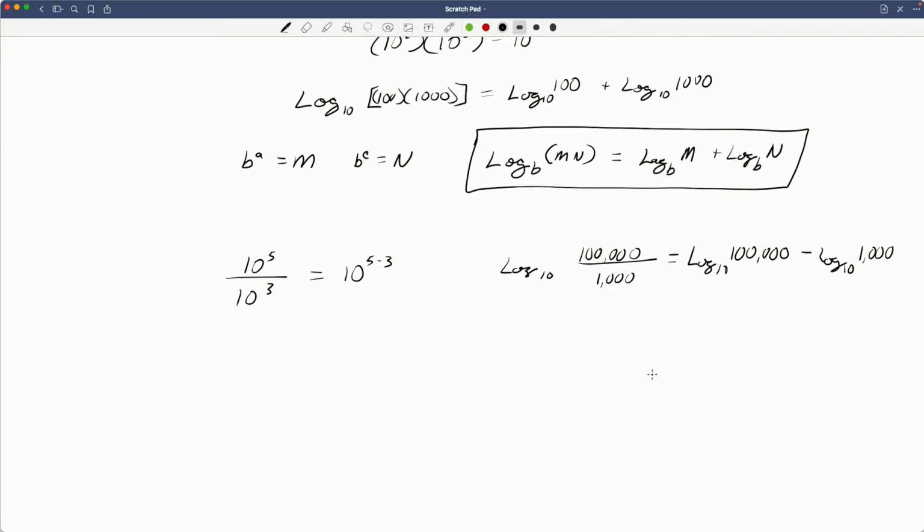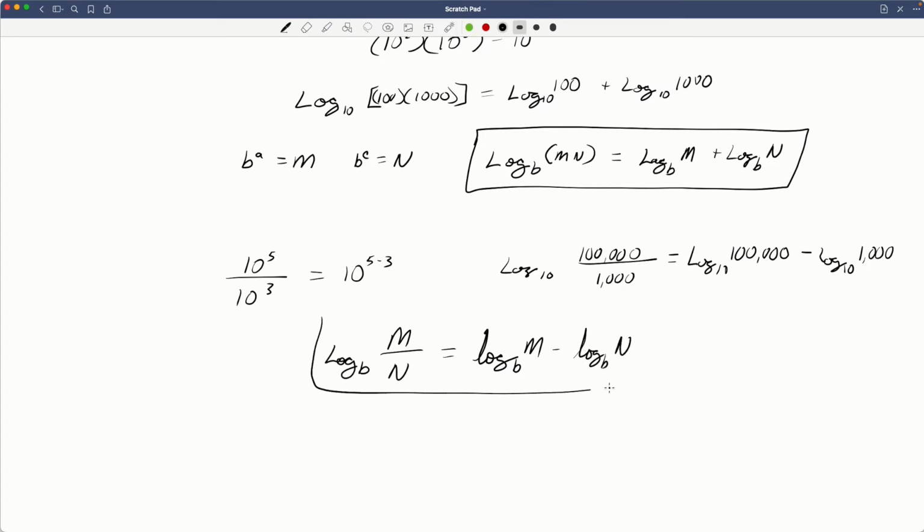That's all we're doing. So if we replace all of this with the letters we described above, we would write that rule like this. The log to the base b of m over n is equal to the log of m to the base b minus the log of n to the base b. And that would be your rule for the division.